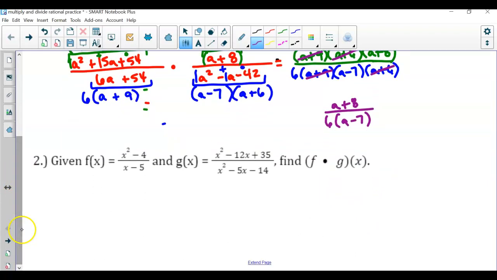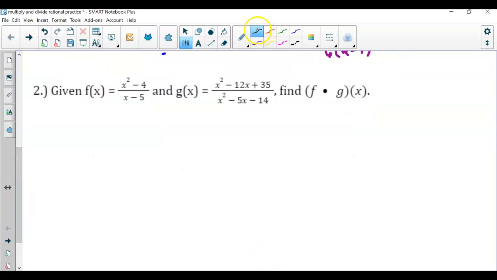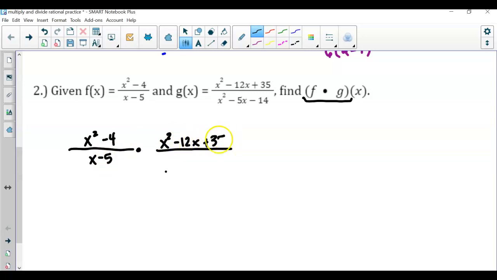Now looking at the second question. Again, we're given function notation, f of x and g of x. But notice now we are multiplying the two functions. So I'm going to set up my f of x, which is just x squared minus 4. And we're going to multiply that to g of x, which is that x squared minus 12x plus 35. Now, do we need to do keep, change, flip? No, because we're already multiplying.